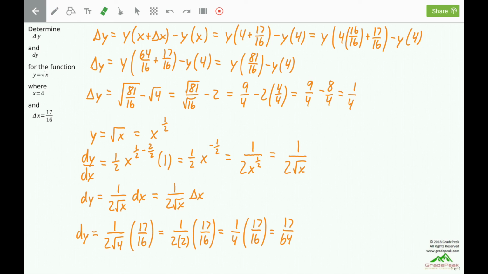dy should closely approximate delta y in many circumstances. Delta y is a 1 over 4, which would be a 16 over 64, and dy is a 17 over 64, so it is closely approximating it here.